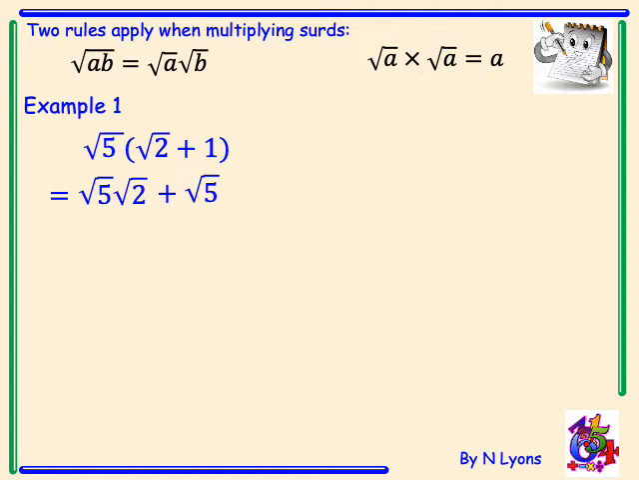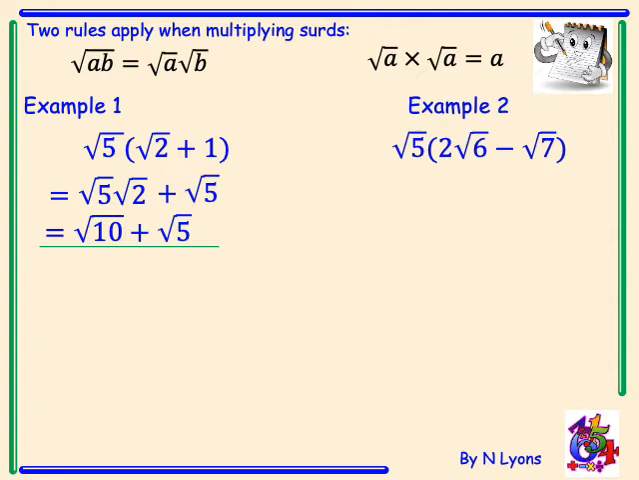Now we're going to use our first rule here, and root 5 multiplied by root 2 is the same as the square root of 5 times 2, which is root 10. And then we have our plus root 5. Now, as the surds are different, we cannot add them together, so that is our final answer there. Example 2, root 5 bracket 2 root 6 minus root 7.